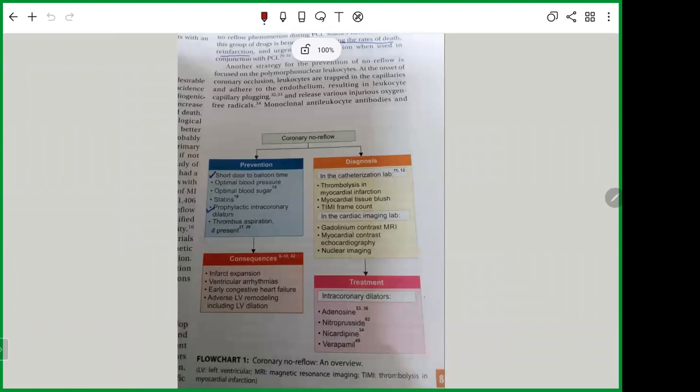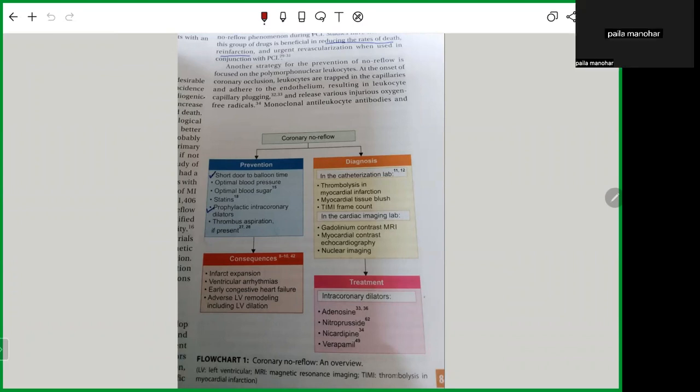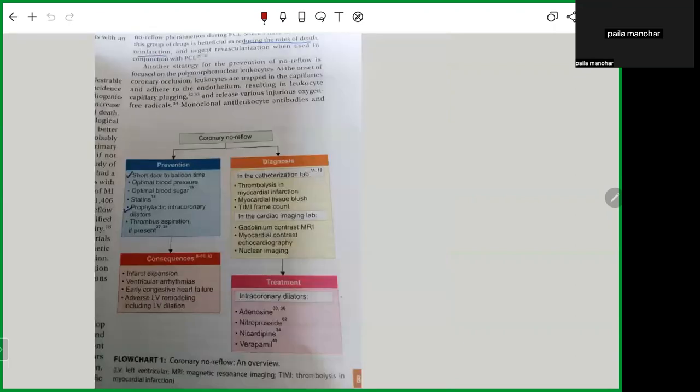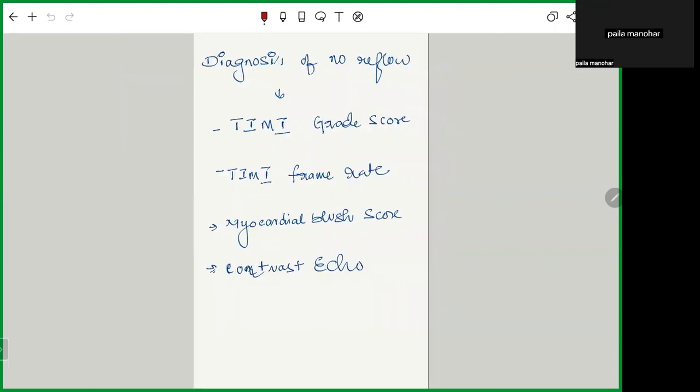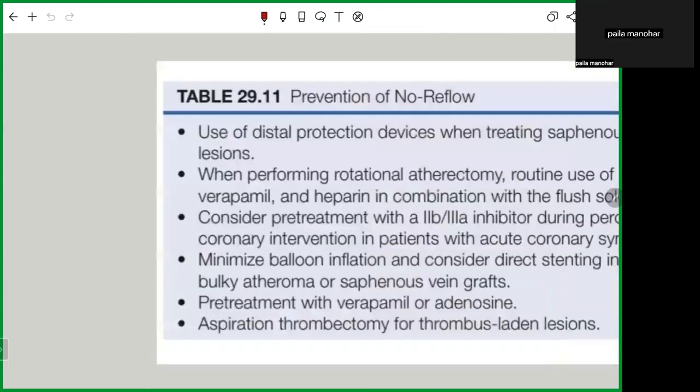So in coronary no-reflow, first the pathophysiology is thrombus, platelets, and neutrophils, and microcirculatory obstruction by the chemokines and vasospasm, which could be prevented by short balloon time, optimal blood pressure, blood sugar, statins, prophylactic intracoronary dilators, and thrombus aspiration if present. By early prevention, you can prevent infarct expansion, ventricular arrhythmias, early congestive failure and adverse LV remodeling. And next, for diagnosis: TIMI grading, frame count, myocardial blush and myocardial contrast echo.